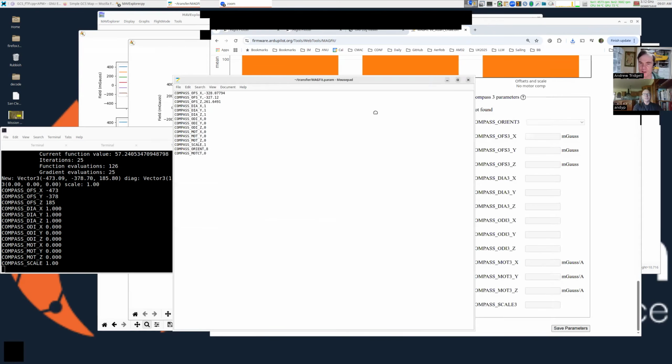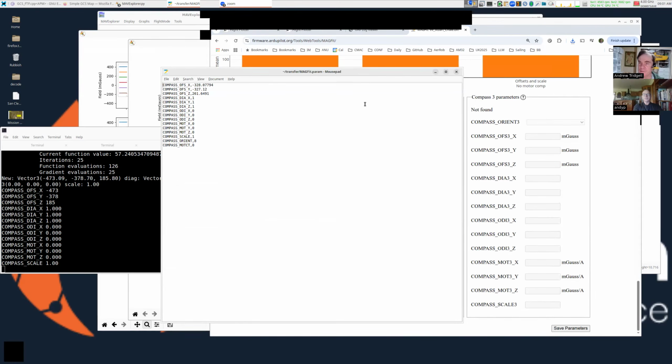So if your compass is causing you problems, the first thing is to make sure it is correctly aligned, and correct orientation is very important. Some of the compasses have an arrow pointing one way, but the actual correct orientation is different. The Holybro ones are notorious for that.